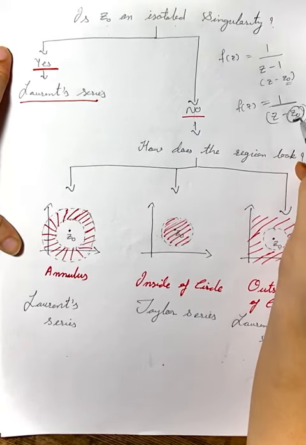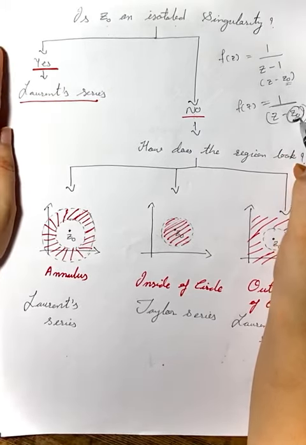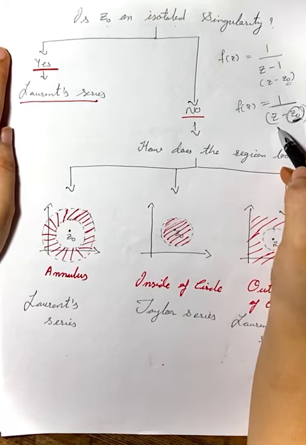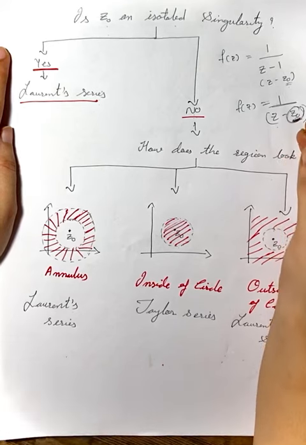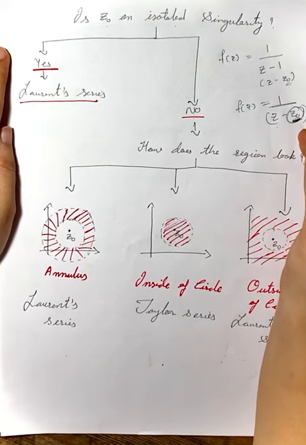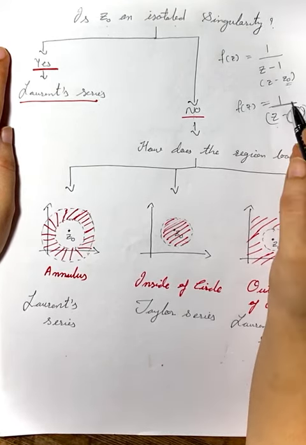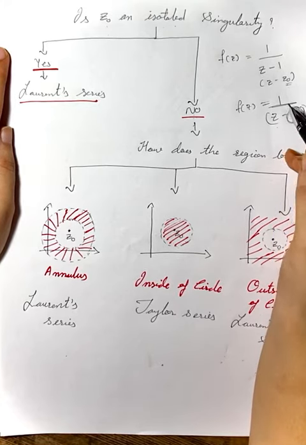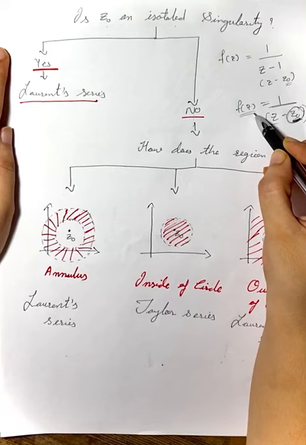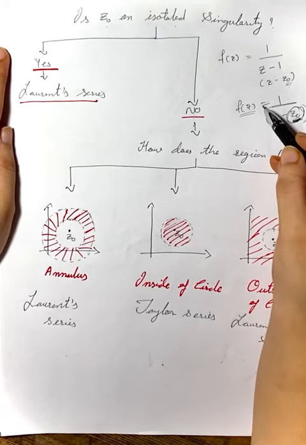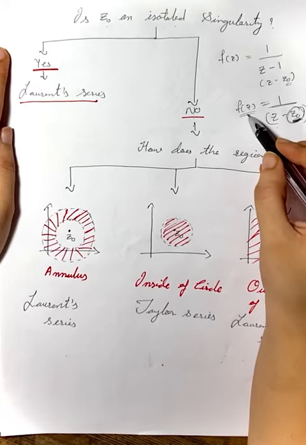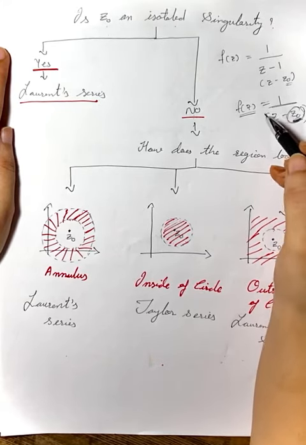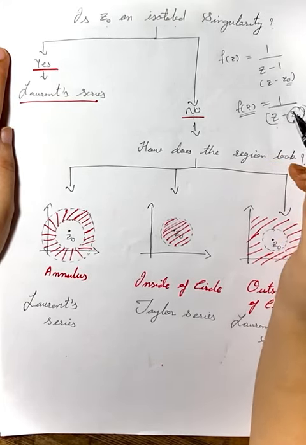Here z0 is the singularity, but this kind of function you are given and you are asked to expand this function about some point. So you are just asked to expand the function f of z, but which series are you going to use, whether you are going to expand that function using Laurent series or Taylor series? How will you determine that? How will you decide which to use?